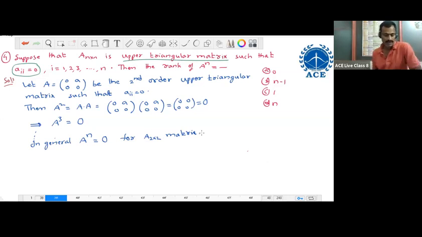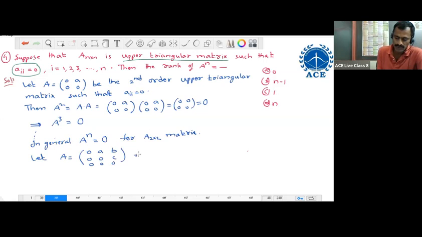Similarly, next a 3 by 3 matrix. Let A equal to [0, a, b; 0, 0, c; 0, 0, 0] be a third order upper triangular matrix such that a_i equal to 0.